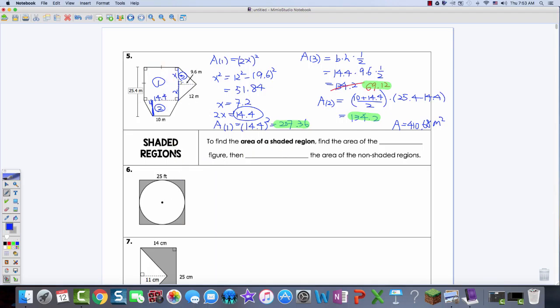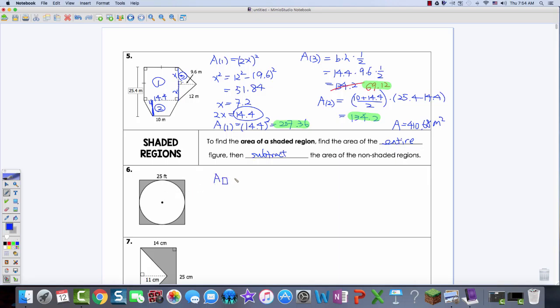The next section is about shaded regions. So I want to know the areas for the shaded region. You just go the opposite way. You find the area of the total area. So you want to find the entire area, entire figure. In this case, it's the square. Then you subtract the other shape. You subtract the other shape that's not shaded. So in this case, you just calculate, this is an easy one.